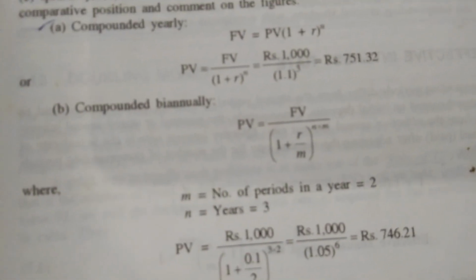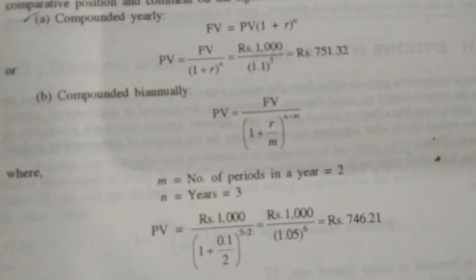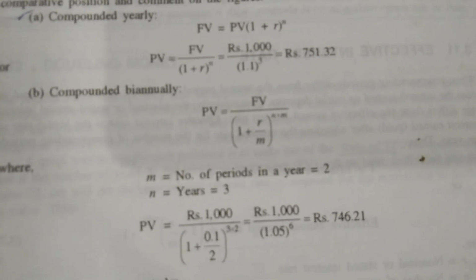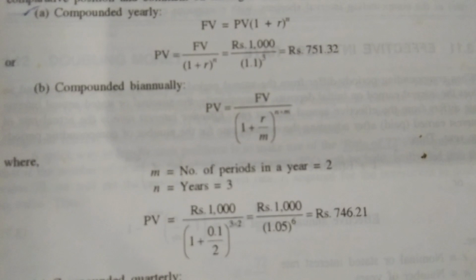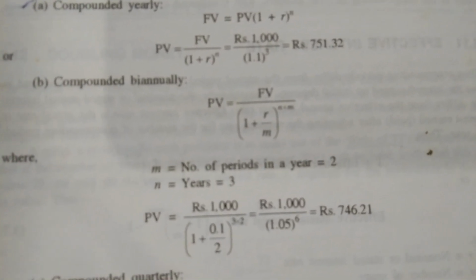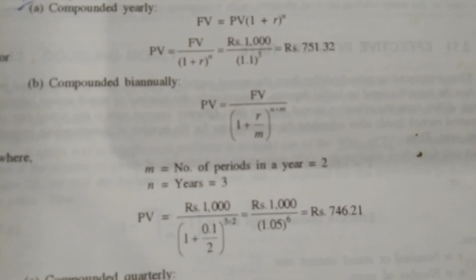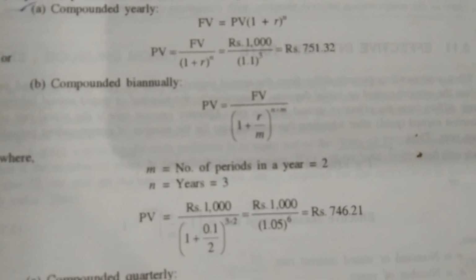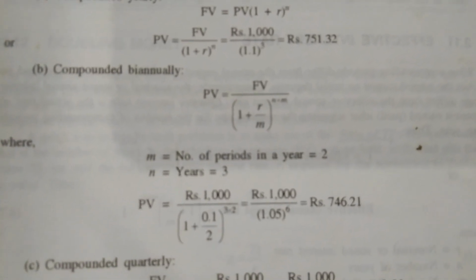751.32. Now compounded biannually. What will be the formula? Very simple. The same formula will be slightly changed: (1 plus R by M) to the power n into M. What is M? Number of periods in a year. As it is biannual, interest is given biannually. That's why the power is n into M. Year is 3, period is 2, automatically the power will be 6. And what will be the rate of interest? R is 0.10 divided by 2, that means it will be 1.05 to the power 6.